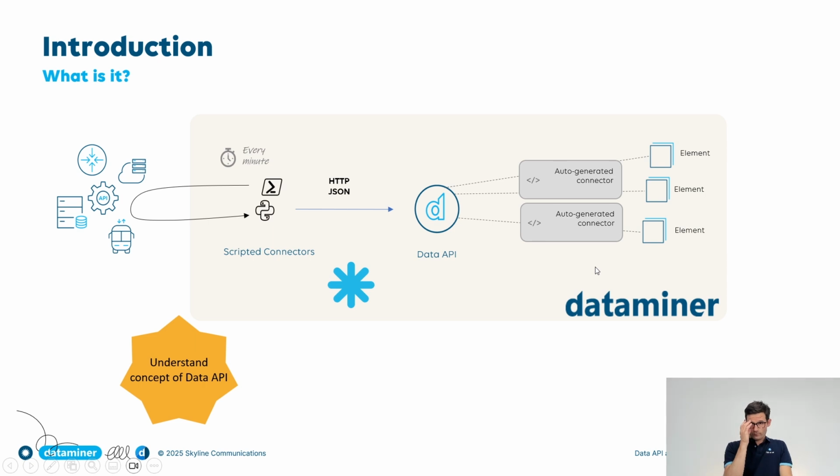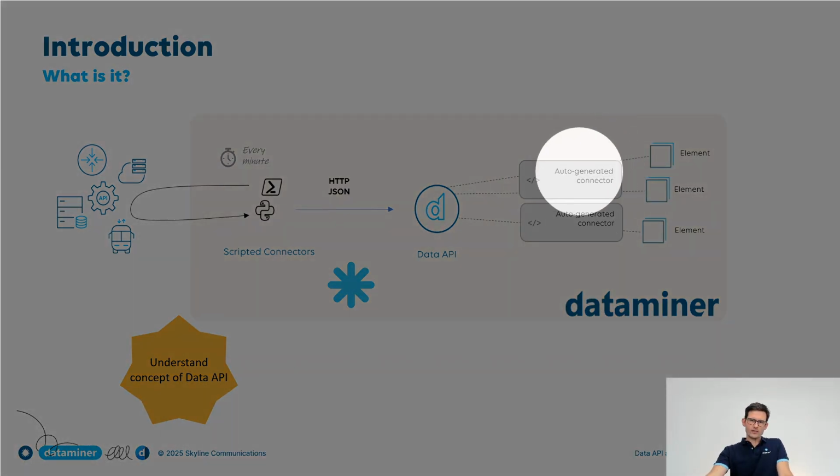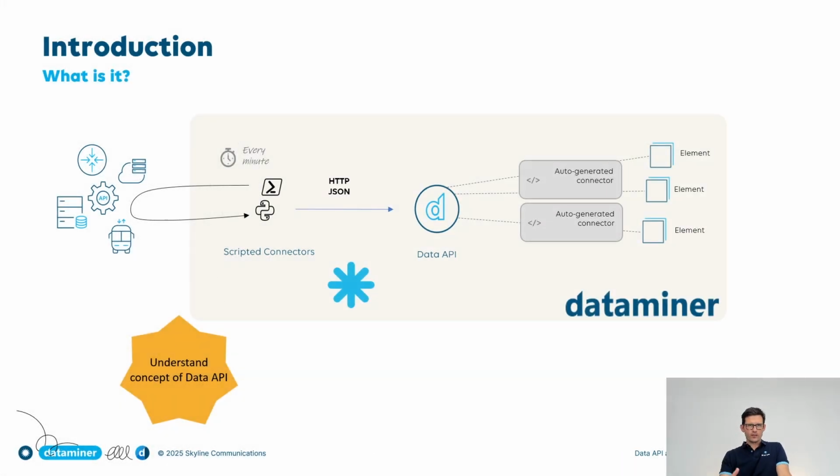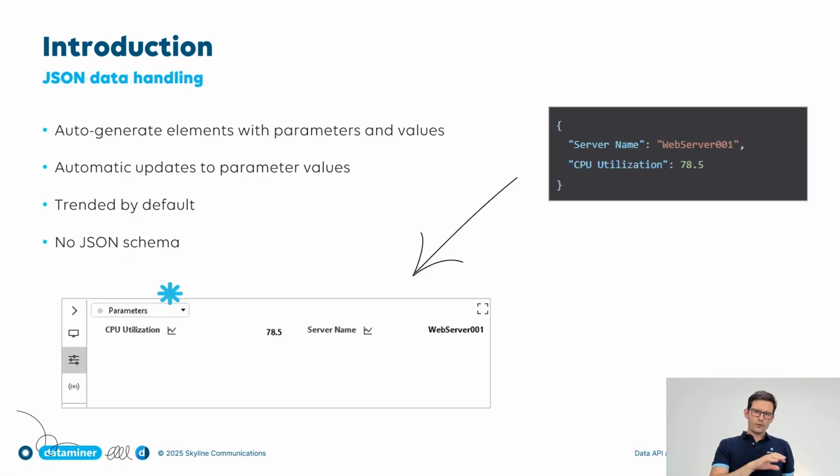In the backend, or internally, DataMiner will create connectors on the fly, auto-generated connectors, because of course elements are created with connectors. Yeah, we all know that. But instead of you creating the connector XML following a specific schema and so on, these connectors are automatically generated, making it very convenient for you to get your data directly into DataMiner. Okay, I think that's what I needed to say about that figure.